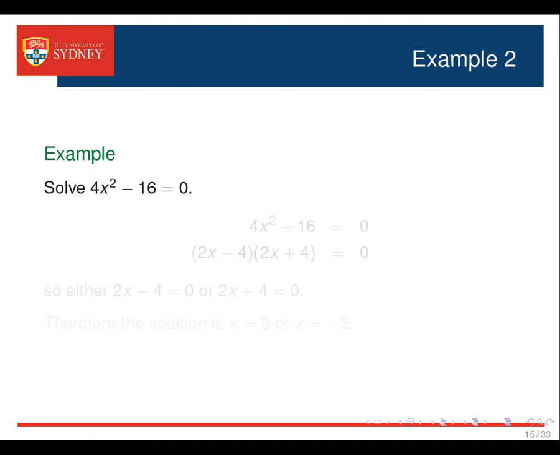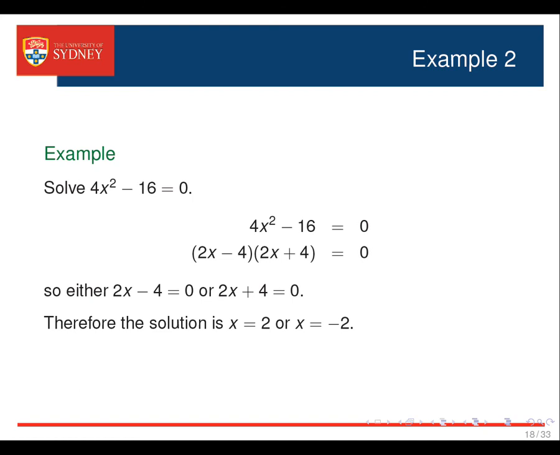Okay, let's have a look at one more example to make sure you're comfortable with this. Solve 4x squared minus 16 equals to 0. Here we use the difference of two squares method to factorize the left-hand side. See Day 3 Module 2 for how to do this. So either 2x minus 4 equals to 0 or 2x plus 4 equals to 0. And solving for x, we find that the solution is x equals to 2 or x equals to minus 2. Try substituting x equals to 2 or x equals to minus 2 in the equation to see if it satisfies it.